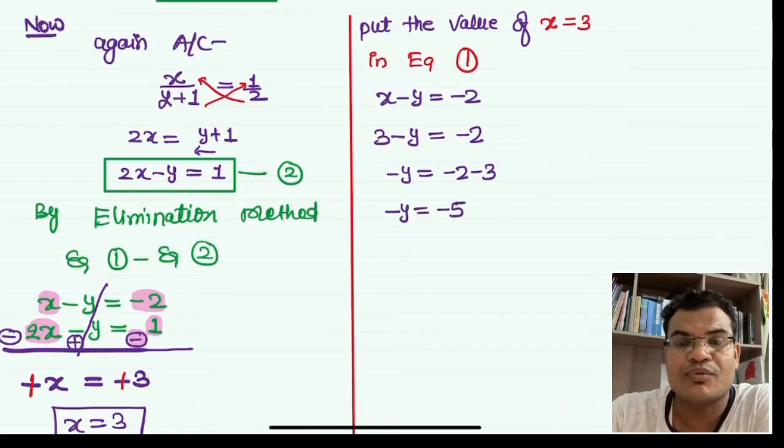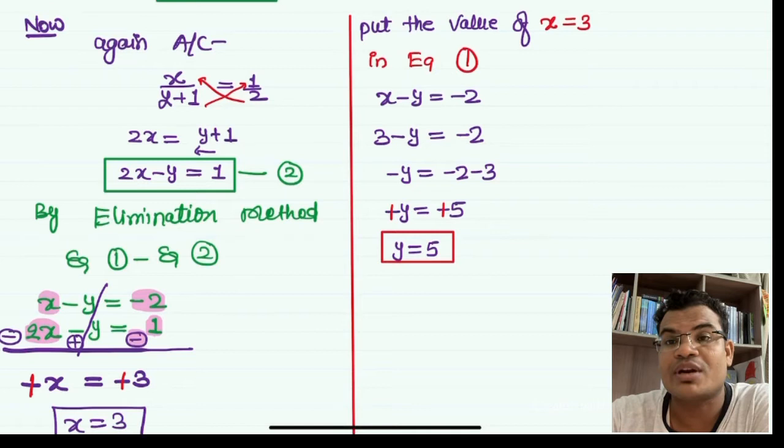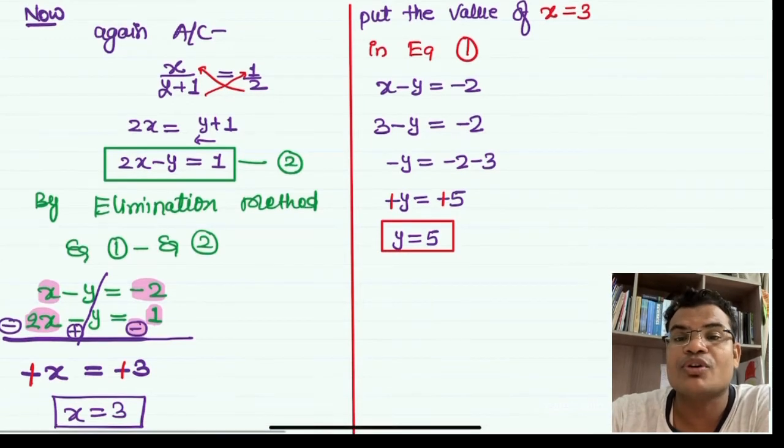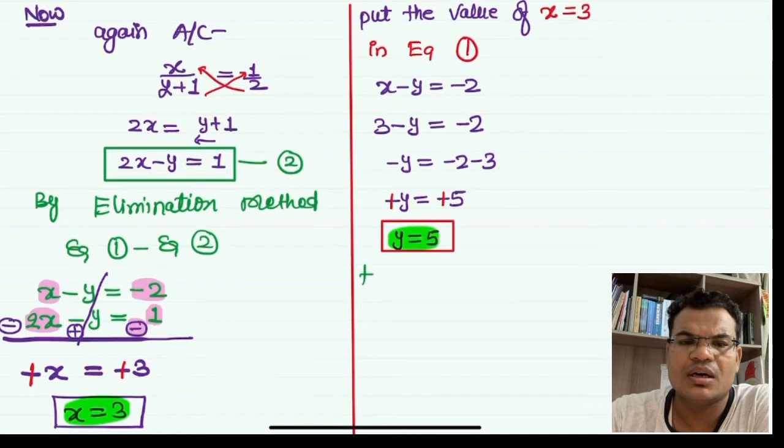And again we'll cancel the minus sign on both sides. So minus minus cancel, y is equal to 5. So numerator is 3, denominator is 5. Hence our fraction n upon d will be numerator upon denominator. So finally you will write the answer. That answer will be your x upon y, that will be 3 upon 5.